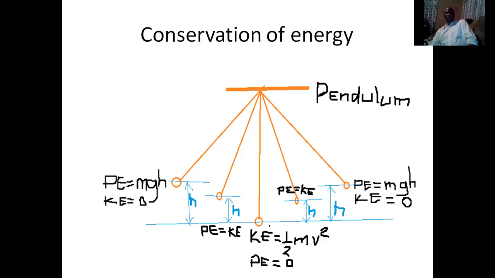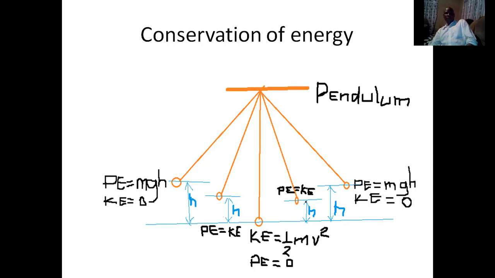When it reaches down here, it will have the highest speed, and therefore it will have maximum kinetic energy. All the potential energy here will have been converted into kinetic energy. For example, if the potential energy here was 12 joules, it means that the kinetic energy at this lowest point will similarly be 12 joules, while the potential energy at this point will actually be zero, because the height would have reduced to zero, and therefore the potential energy will be zero.